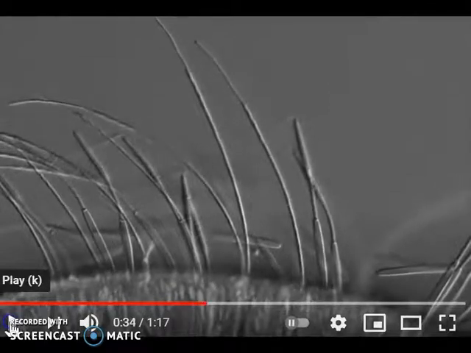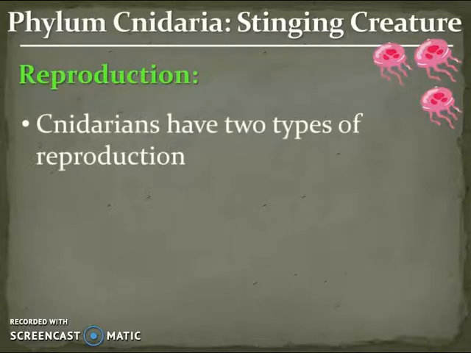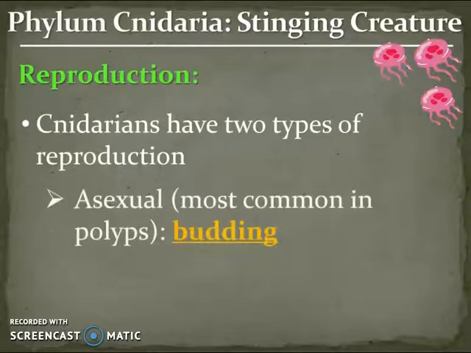All right. Now let's talk about the reproduction of Cnidaria. So there are two types of reproduction. The first one is asexual, using that budding, the same type of budding that we saw in our sponges. This is mostly seen in our polyp form, where they grow a little polyp off to the side, and it will fall off, and it will fall into a place where it can grow.